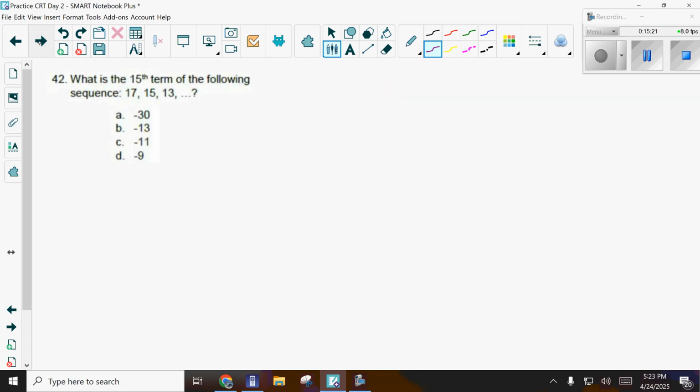Now this thing jumps over to number 42, but that's okay. It says, what is the 15th term of this pattern? So this pattern goes from 17 to 15 to 13, and so on. So we have to know what type of pattern we're dealing with. To get from here to here, it looks like we're doing a -2. And to get from here to here, it looks like we're doing a -2. Because that's a -2 both times, that means we're dealing with an arithmetic pattern.